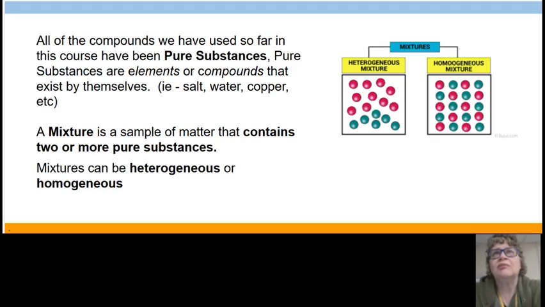Okay, but now we're going to talk about what happens when we mix substances together, right? Those are called mixtures. And a mixture is a sample of matter that contains two or more pure substances, right? So over here, these are two different types of mixtures, okay? You can see that they're two distinct different compounds here, one red, one green. They both have red and they both have green. But there's differences between them because mixtures can be either heterogeneous or homogeneous.